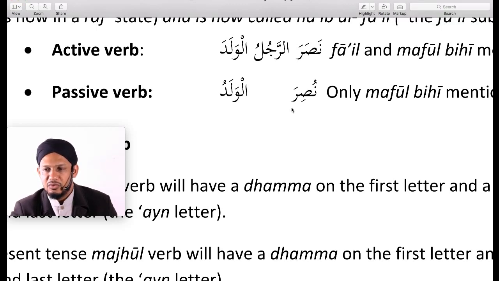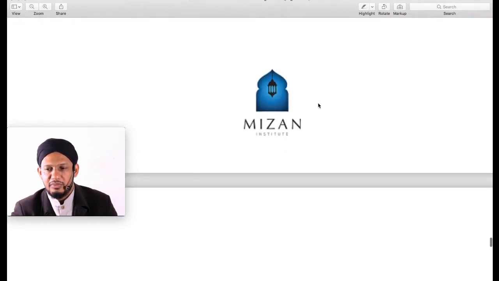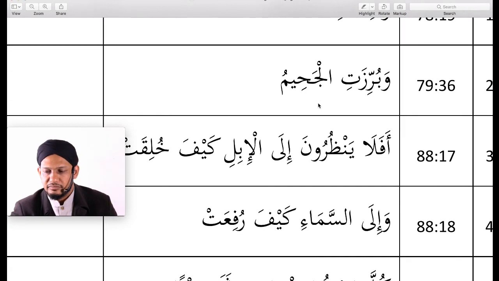How do I translate that? Nusira, was helped. Who was helped? The boy was helped. So naibul fa'il is actually the old maf'ulun bihi that has now been converted because I have a majhul verb. So let's go through some examples. Hopefully it will become a bit clearer through the examples.